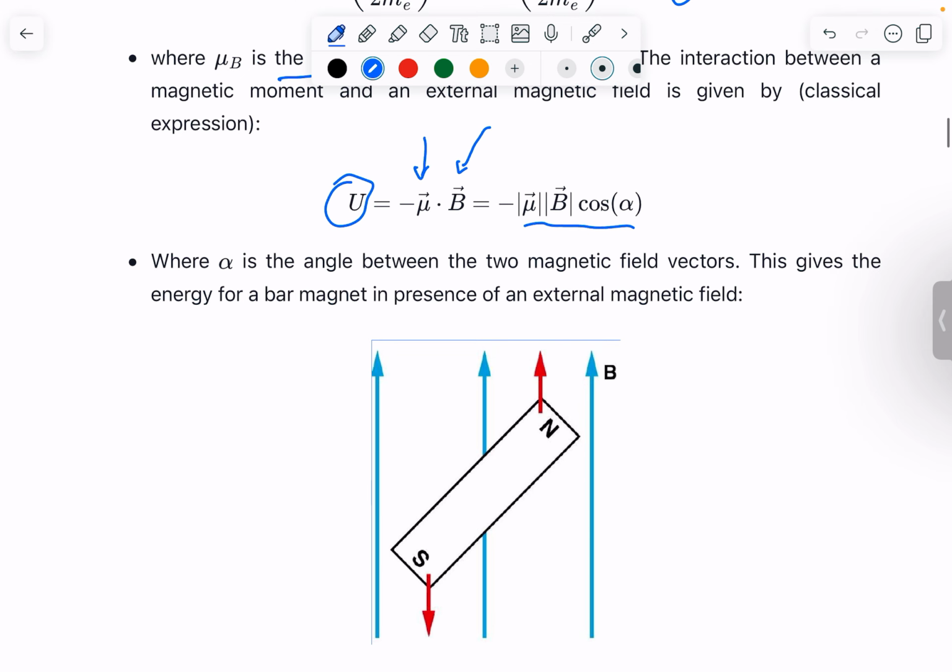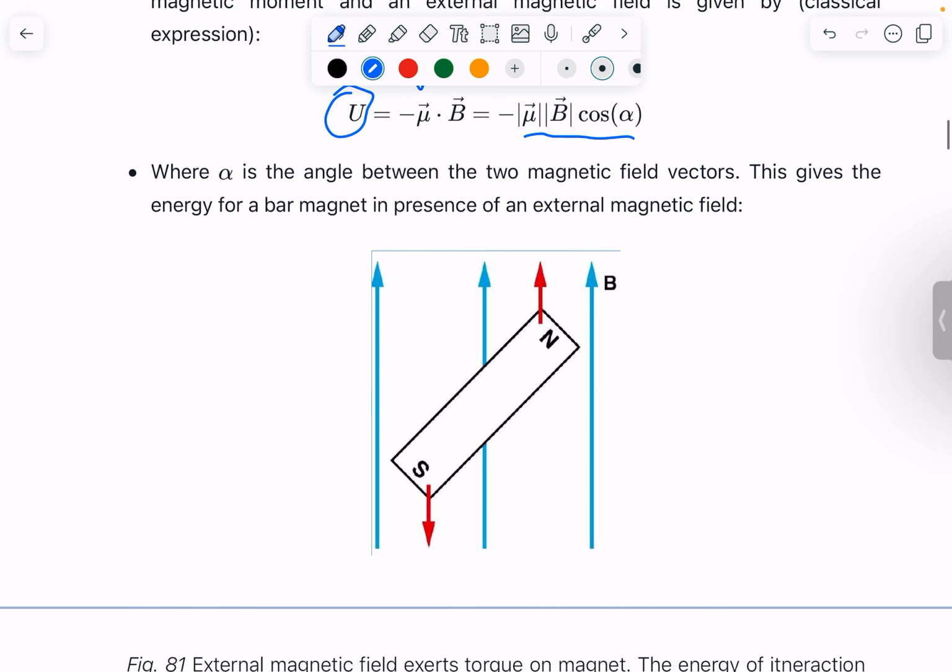In other words, if you have a magnet in a magnetic field, this magnetic field is going to apply a force or a torque that tries to align it along B. It tries to align the magnet along this direction because that minimizes the energy. You see there is a negative sign here. So the magnetic field is trying to orient the magnets in a way that minimizes the energy of interaction.